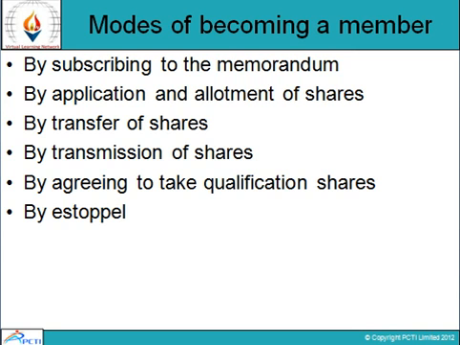By agreeing to take qualification shares. When a director of a public company signs and files with the registrar an undertaking to take and pay for his qualification shares, he is in the same position as a subscriber to the memorandum and he is deemed to have become a member of the company on incorporation. By estoppel. If the name of a person is improperly placed on the register of members and he knew and assents to it, he will then be estopped from denying that he is a member.